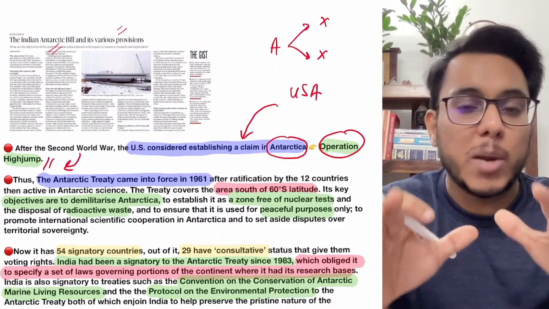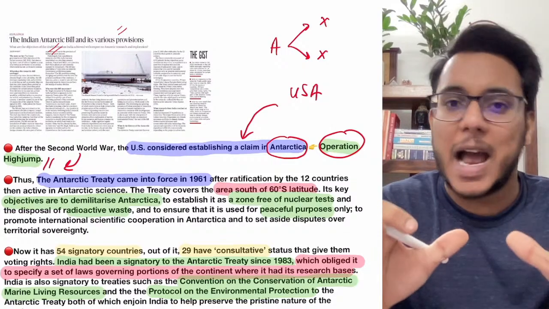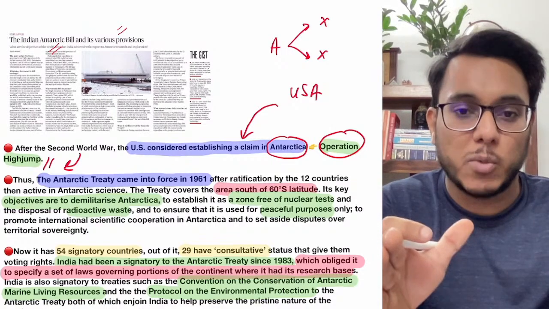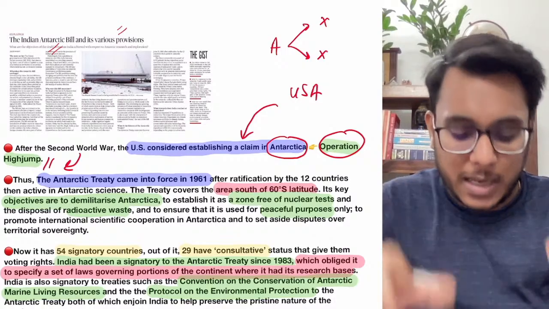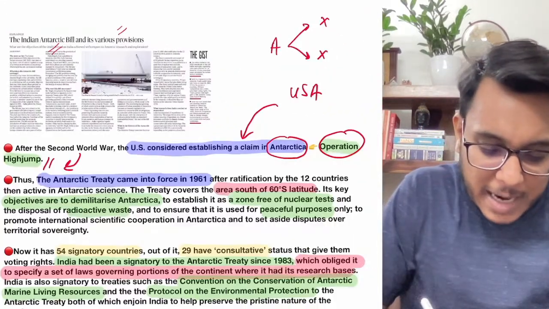Now this thing would be very problematic because Antarctica has been a pristine land for so long. So therefore the countries at that point of time decided that we will come together and form the Antarctic Treaty.